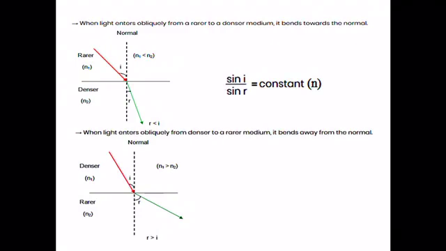And we can calculate refractive index by this formula also. If we are given the values of I and R, we can put the values and we will get the result of refractive index. More will be the refractive index, less will be the velocity of light in that medium.